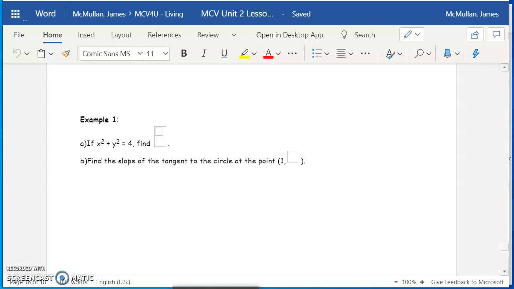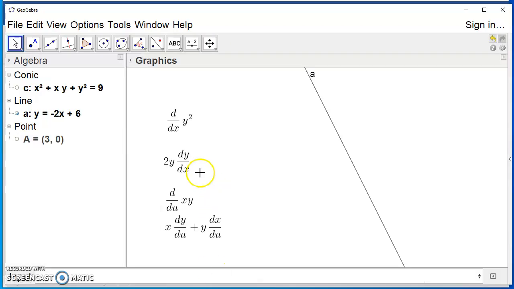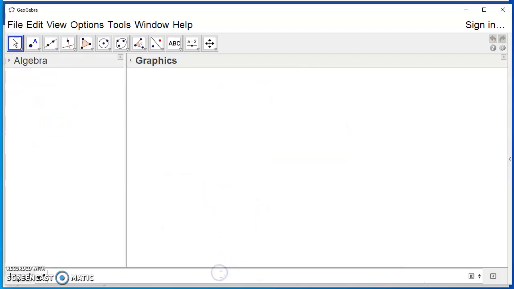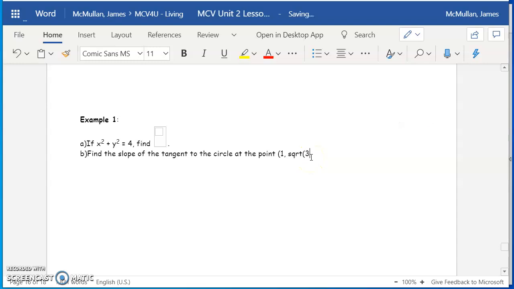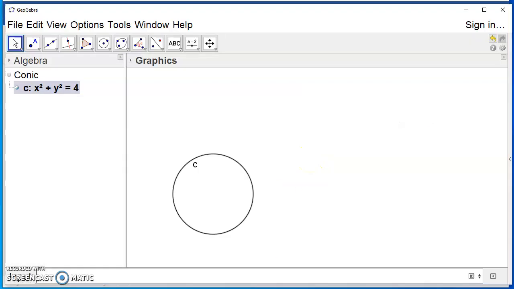It says x squared plus y squared equals 4, and then we are finding dy/dx. So let's just start this over again. And let's go x squared plus y squared equals 4. And the point here, it doesn't show, but the point it's looking for is (1, square root 3). So let's just graph that point. Remind you that point is in fact on the circle, right? Because it has a distance of 2 away from the center.